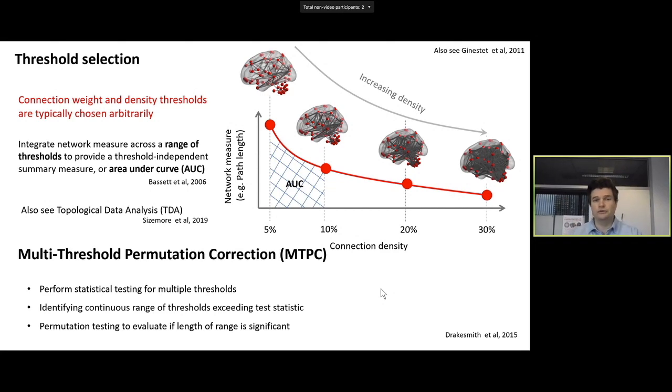There is also an approach called multi-threshold permutation correction. This is also evaluating a range of thresholds and looking for a continuous range at which we can reject a null hypothesis. This is work by Drake Smith and colleagues.